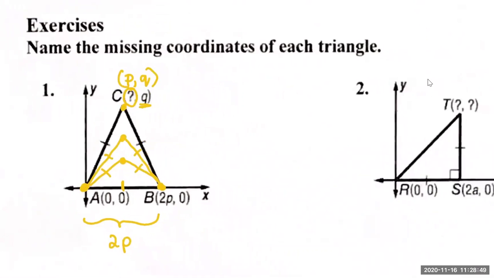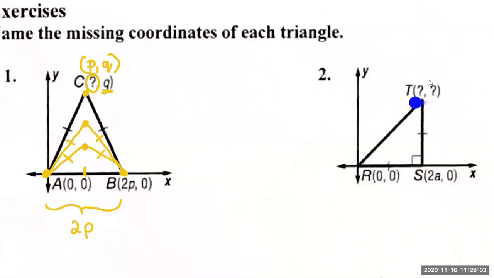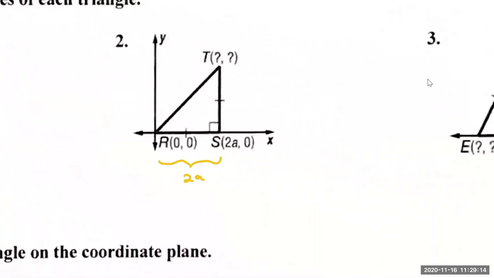Okay, so let's take a look at 2. So once again, R is marked at the origin. This is an isosceles right triangle. I noticed that because of these markers right here. And they want us to figure out this time what the coordinate point for t is, knowing that you've moved over 2a units for x. What do you guys think? What's the coordinate point for t in this problem?